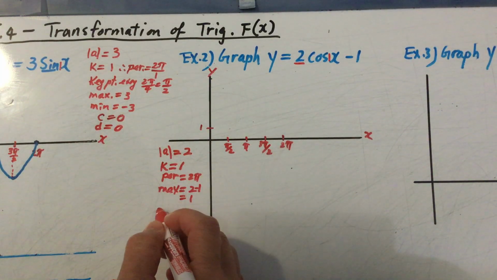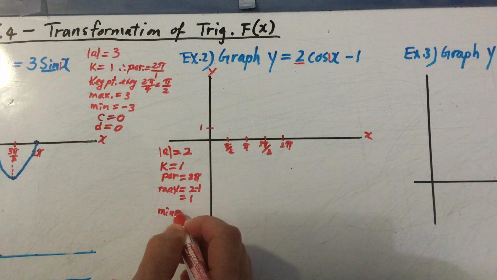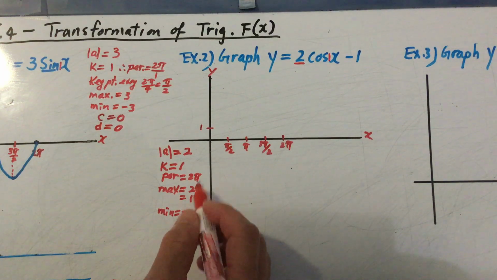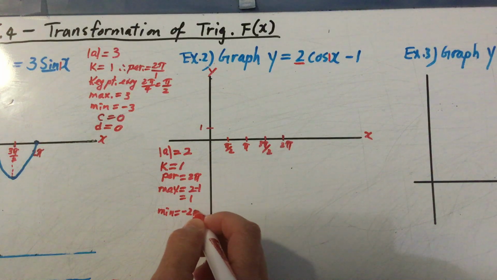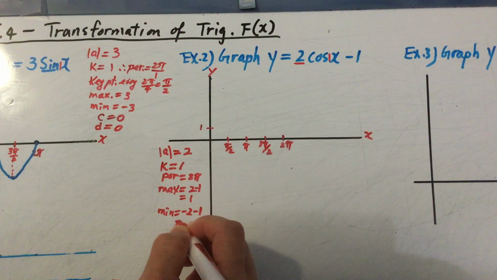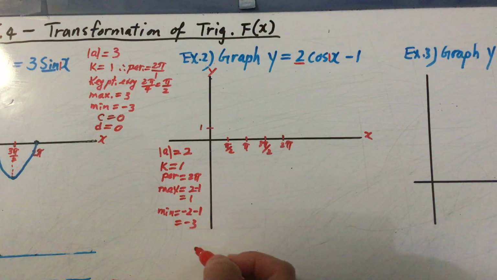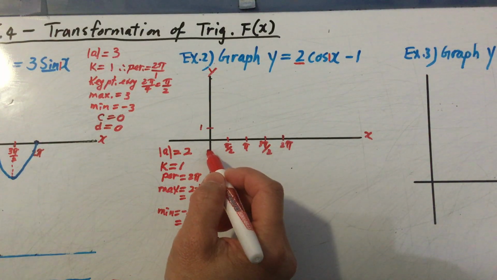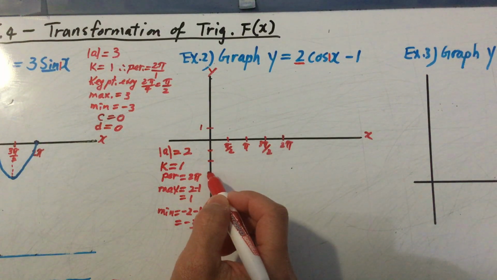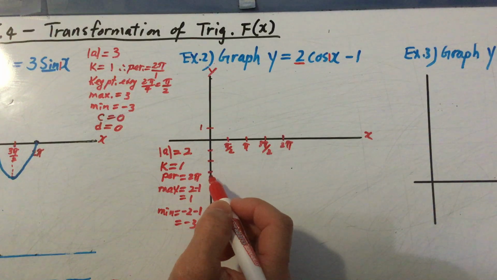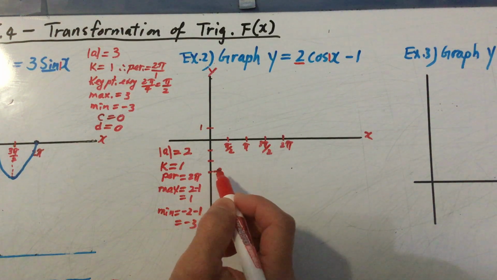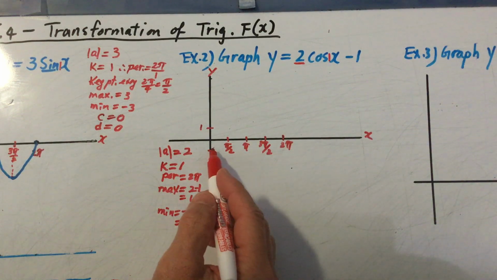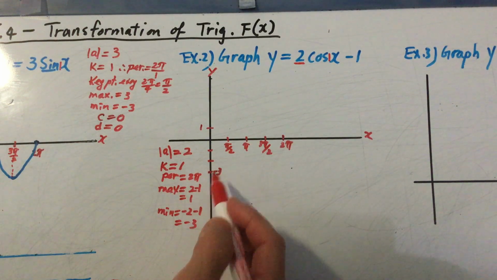Okay, now the minimum value is going to be minus the amplitude of the 2, so it's minus the 2, and then minus the 1. So minimum will give me a negative 3. So I know that on my graph. Okay, so minus 3 is going to be my minimum value here. Okay, minus 1, minus 2, minus 3.